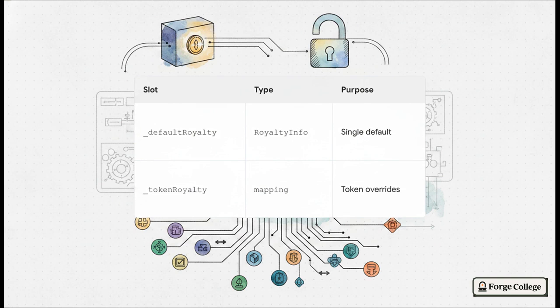Take a look at these two distinct slots. First, you've got your default royalty slot. This is just a single struct holding the receiver and the basis points, and it covers the vast majority of your tokens. It saves massive amounts of gas because you aren't reading per token data on every single query. Then you have the token royalty mapping. This is strictly there for optional overrides on specific token IDs. It's an incredibly optimized, gas-efficient way to build this blueprint.